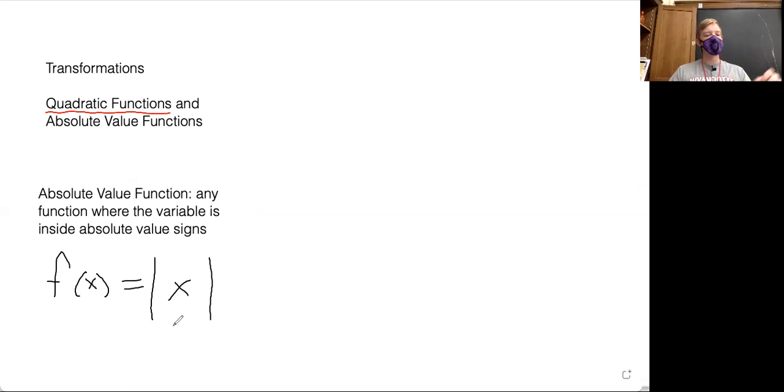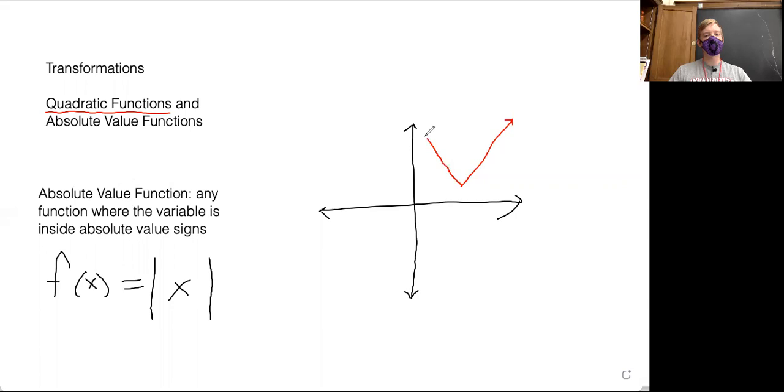And that's going to be important if we are plugging numbers in to what we have. But for our graph, it makes a specific shape. Normally, an x by itself would be a straight line, but an x inside of an absolute value makes a V shape. So for instance, we have a straight line going one direction, and then we have a straight line going the other direction and making a V right there.